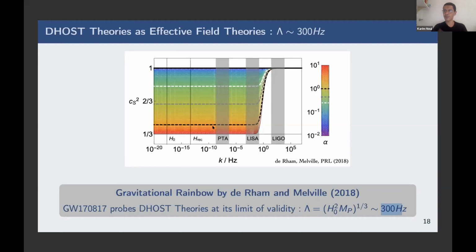So this is the rainbow argument. And again, when we look at the LIGO and Virgo measurement to constrain those theories, we have to be careful because we are probing the theory at the limit of the validity.